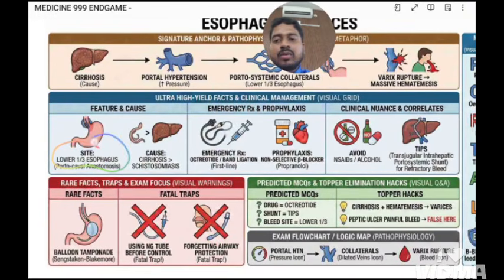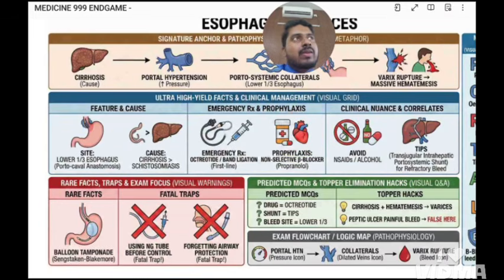So most common site is lower one third of esophagus, and cirrhosis is the most common cause. Then comes schistosomiasis. Okay, now what is the emergency management? Emergency management is a bowel wash with cold saline, you will give octreotide, and you will do band ligation. Band ligation means you do endoscopy and you put a band around these varices and constrict them so that bleeding doesn't occur. Okay, so emergency endoscopy and band ligation is the treatment of choice.